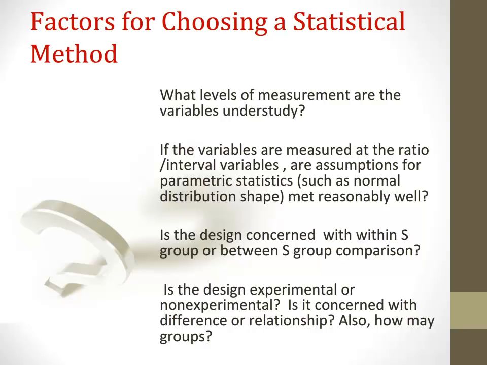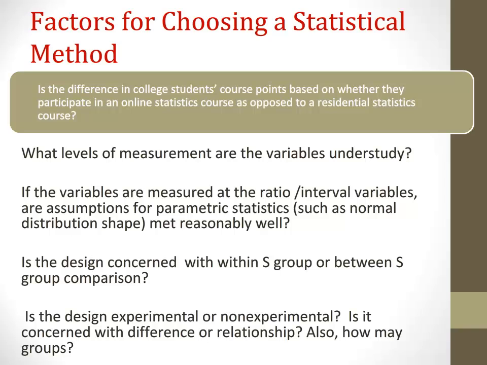Now that we've talked about the factors and the questions that you can ask, let's go ahead and practically apply this. Let's say that a researcher is interested to see if there is a difference in college students' course points based on whether they participate in an online statistics course as opposed to a residential statistics course. Now here we can see that our independent variable is the type of course, the online or the residential, whereas the dependent variable is course points.